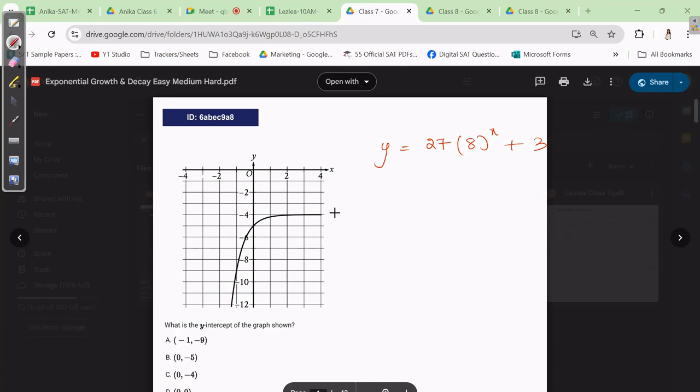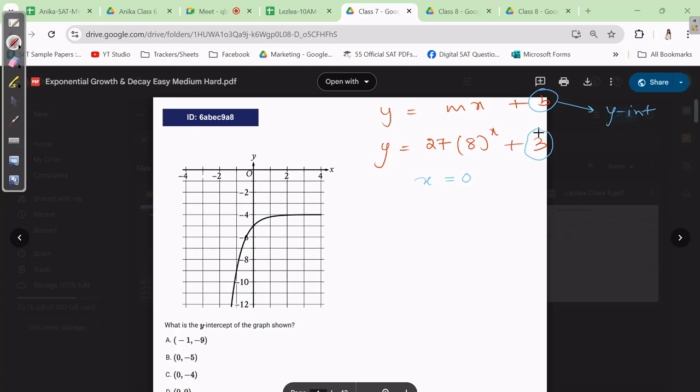Then wouldn't I just plug in 0 for x? Exactly, you will. The correct way is to plug in x equal to 0, but most students make the mistake of saying the y-intercept is just 3, because they compare this equation with the linear equation y equals mx plus b, where b is the y-intercept. But it's not the case with exponential functions.